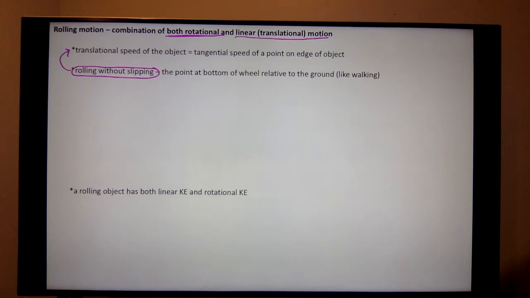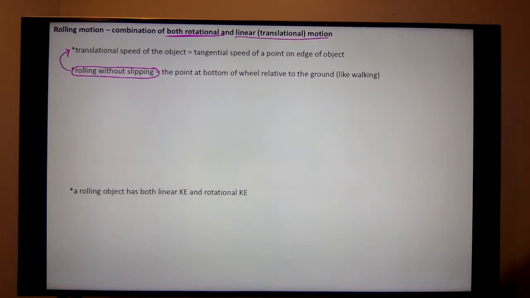But at no point is my foot dragging along the ground. It's not slipping. Also, if you think about a bicycle tire rolling, it is rolling without slipping if it's working properly. A little piece of the bicycle wheel touches the ground, and then it rolls forward, but the bottom of the wheel doesn't slide relative to the ground. This is the only type of problem we're going to deal with in this particular class.